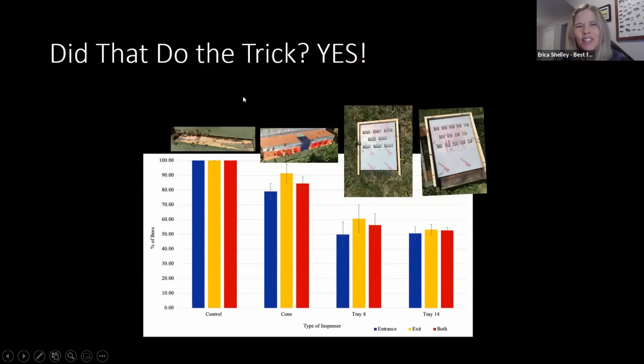And did that do the trick? Absolutely. So if you look, this is our control. It's just open, so everybody's flying in and out wherever they want, which is fine. And I already showed you our results at about 50-50 with the 2 different types of trays. But with our cones, at least 80% were going in where they should be going in, and over 90% out where they should be going out. And overall, the average was roughly around 85%, which was a great improvement over what had happened before.